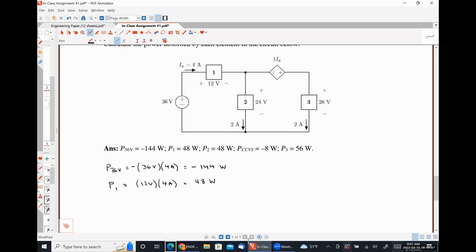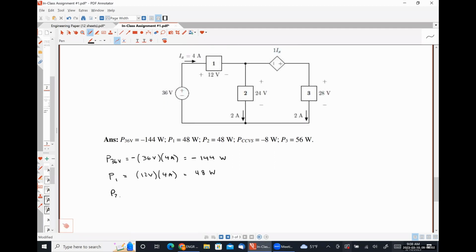Look at element 2. So what's the voltage drop across element 2? 24 volts. What's the current flowing through element 2? 2 amps. Is the current flowing into the positive polarity terminal or the negative polarity terminal? The positive polarity terminal. So we get another 48 watts here, not 18 watts here.